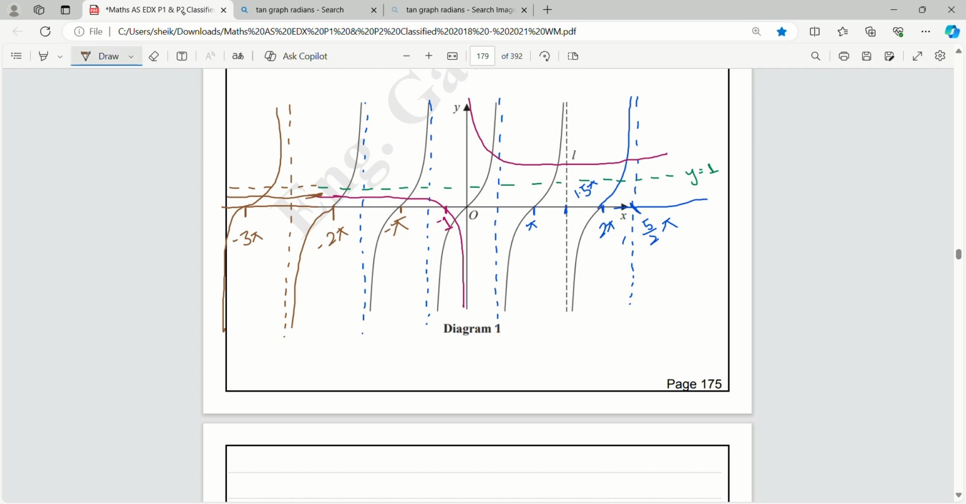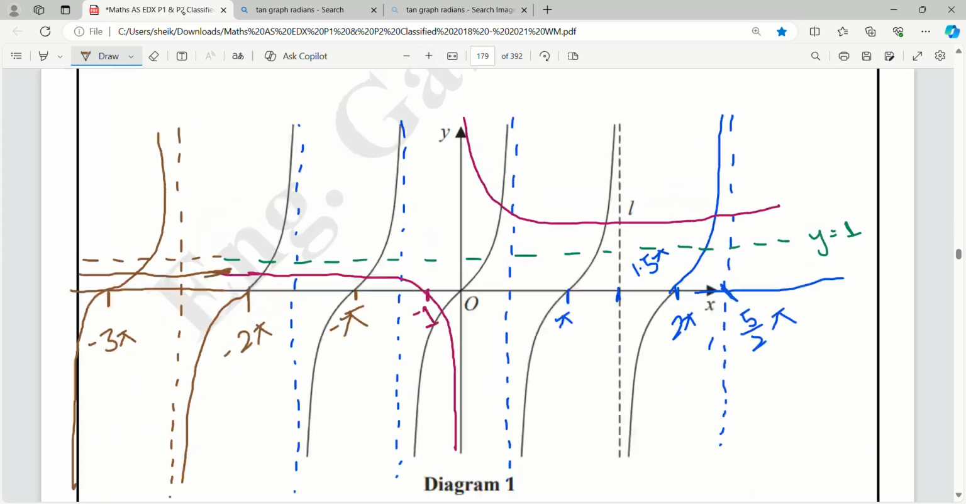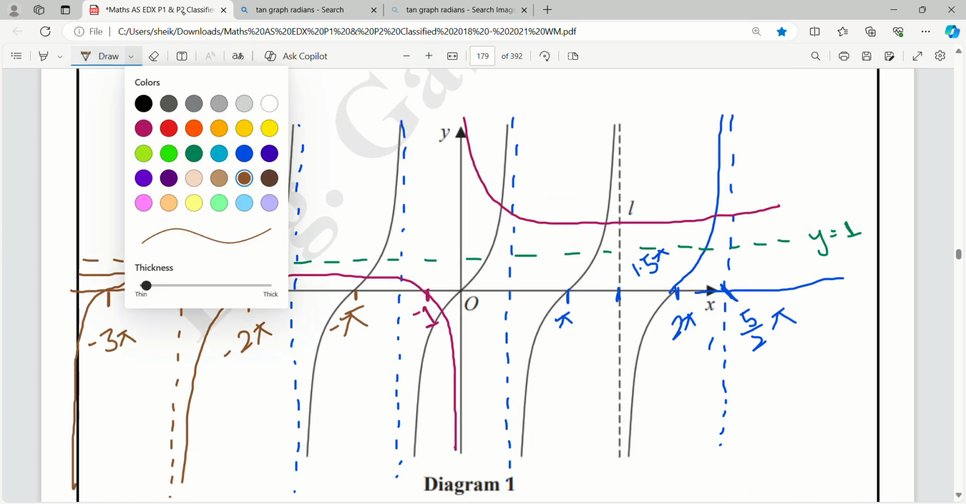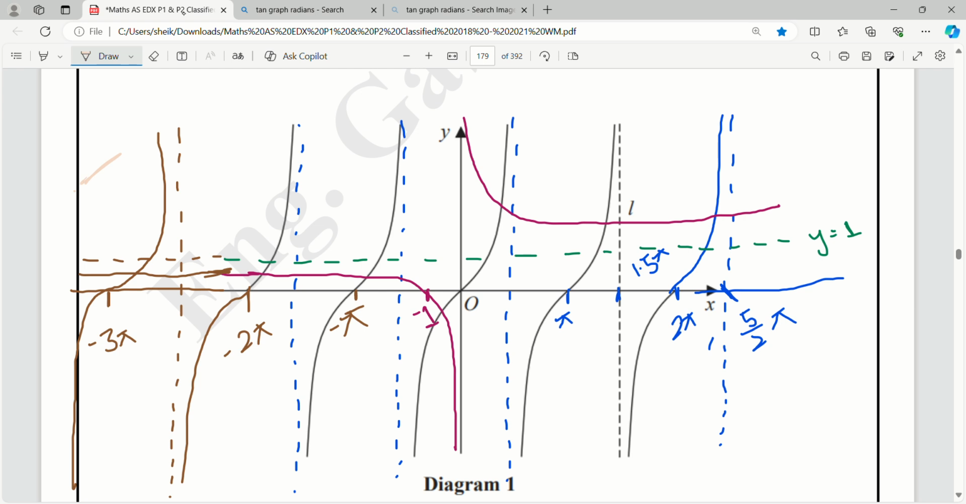For the tan graph, the first asymptote is over here. The first asymptote is pi over 2, then you have 1.5 pi, and then you have 5 over 2 pi. Let's consider the positive x-axis first.